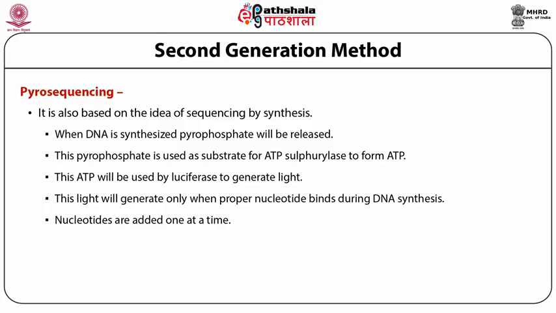Here we can see the non-specific nucleotide. For example, dCTP in this case is degraded by apyrase. So only the specific dNTP will give a signal in this case, and non-specific dNTPs will be degraded. That's why this makes pyrosequencing more accurate and less time taking as compared to the first generation methods.